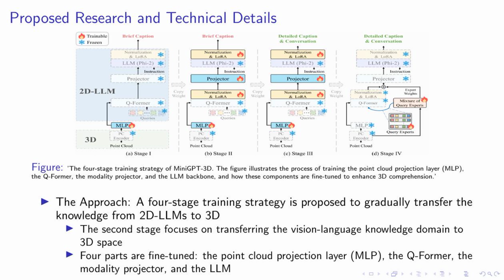As you can see in the figure, these components are meticulously fine-tuned to enhance 3D comprehension. This process is crucial in establishing a 3D language knowledge domain, which is a significant step forward in our research. In the next stages, we continue to fine-tune these modules and use more challenging datasets to further enhance the 3D comprehension capabilities of our model. Stay tuned for more details on these stages.